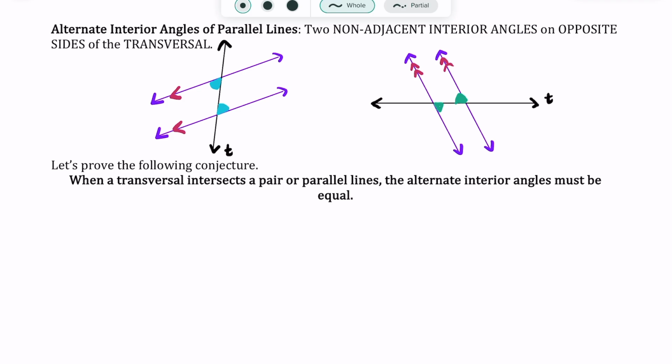And that's right, I said prove. The reason we did the first unit, we did first inductive and deductive reasoning, is because we can now use our skills of proofs and apply them to new situations. So, there is a conjecture. The conjecture is when a transversal intersects a pair of parallel lines, the alternate interior angles must be equal. We are going to prove that conjecture.